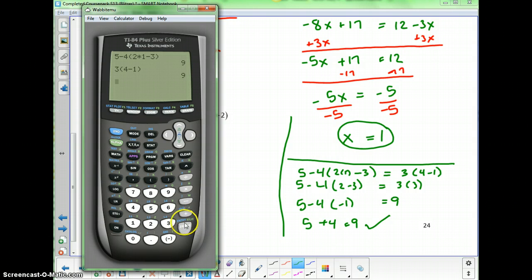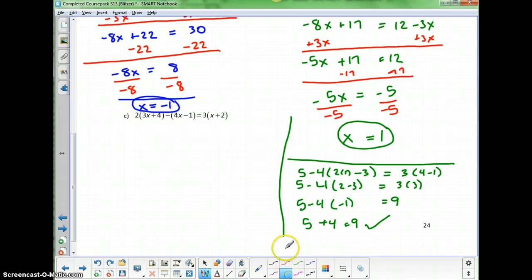I got the same thing on both sides, that it was true. You may want to check on your calculator on the test instead of checking by hand if you're worried about the answer, just so that you can do it quickly and you know that you do have the correct answer. Alright, back to the next problem.